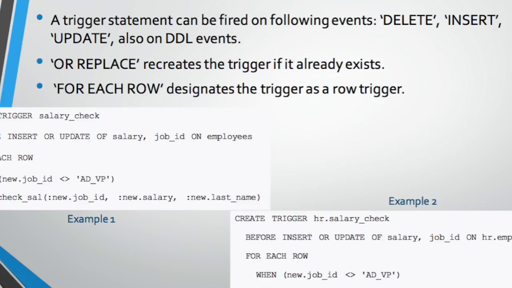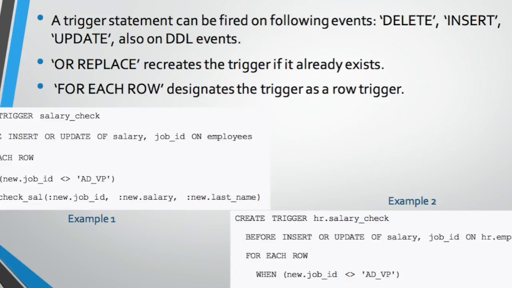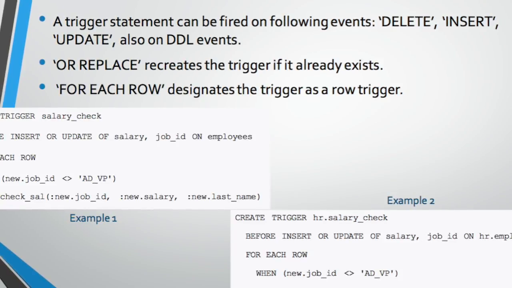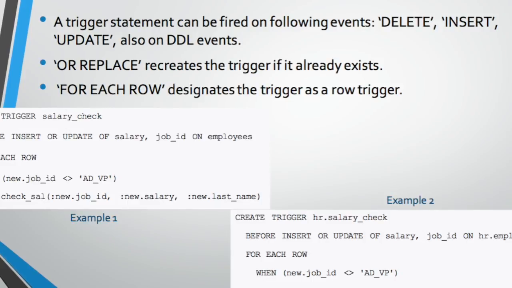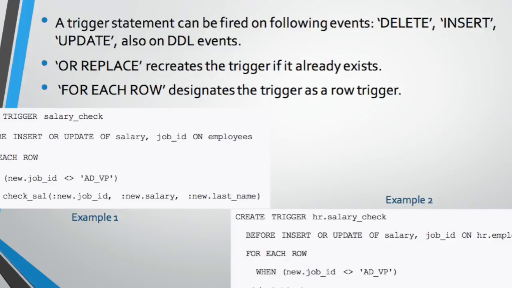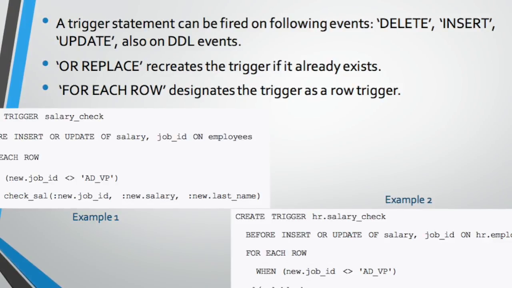Delete, whenever the database deletes a row or an element. Insert, whenever the database adds a row to a table or adds an element. And update, whenever the database changes a value in one or more of the columns specified. In addition, triggers can also be fired on DDL events, like alter, analyze, create, drop, or truncate.